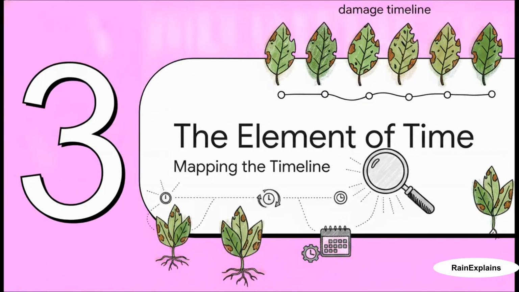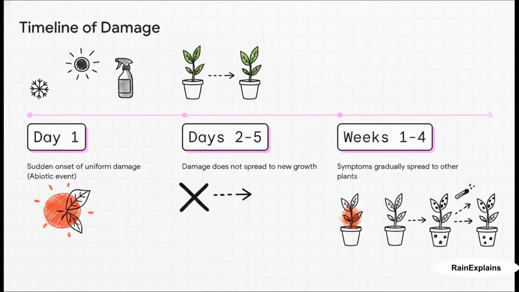Section 3. The element of time. Mapping the timeline. Time is actually one of your absolute greatest allies in diagnosis. You always have to ask yourself, did this happen overnight? If you see a sudden onset of uniform damage, boom, you are looking at an abiotic event. Maybe a late frost, a rogue chemical spray, or a sudden, brutal spike in heat.